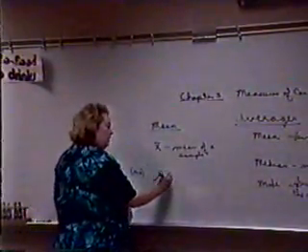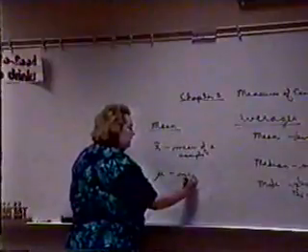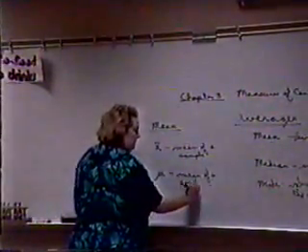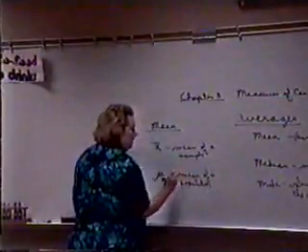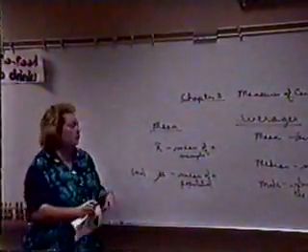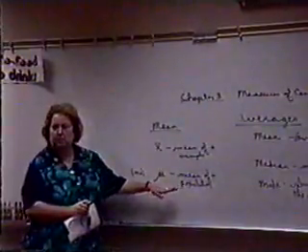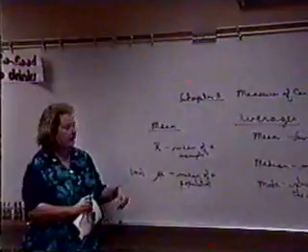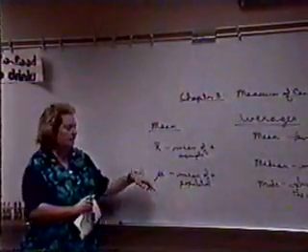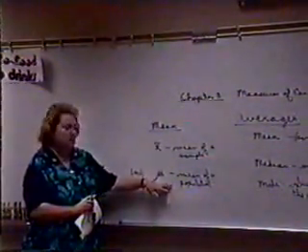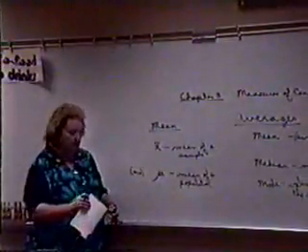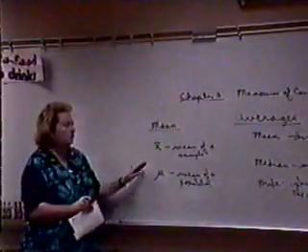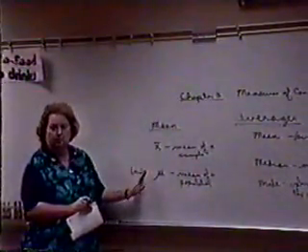X bar, mu is the mean of a population. And you remember when we talked about this earlier, a population is every member of the group to be studied, but a sample is just a small part of that group. We have a sample, we call it X bar, and we have a population, we call it mu. Now, the formula for finding this is the same. So you get the same number whether you label it X bar or mu.